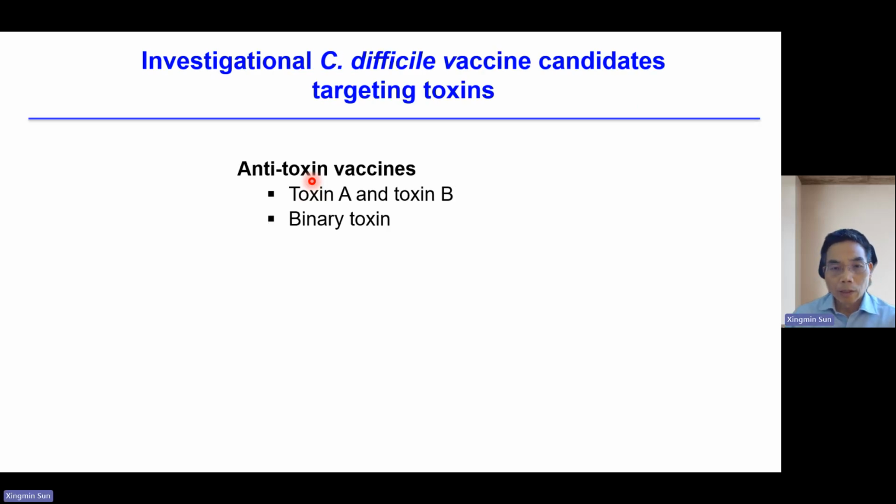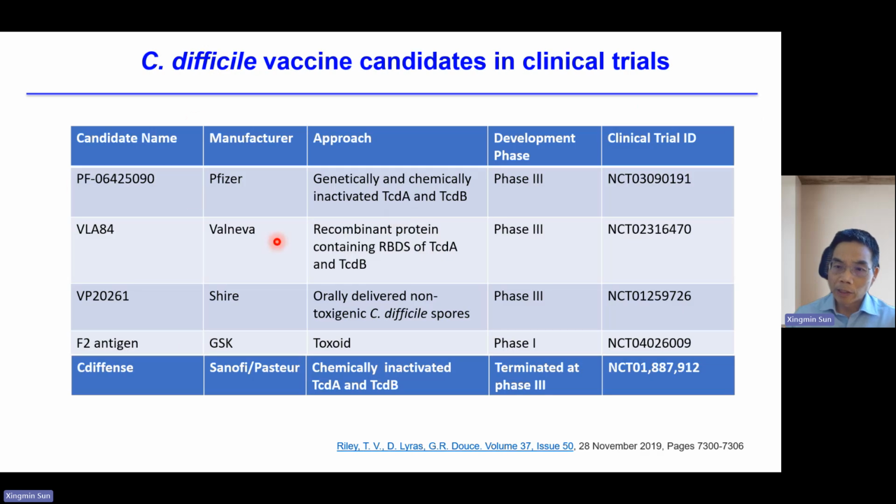Because the major virulence factors of C. difficile are toxins, efforts in developing vaccines have focused on targeting toxins, especially the two large toxins, toxin A and toxin B. This paper summarizes the current C. difficile vaccine candidates in clinical trials. These vaccine candidates mainly target toxin A and toxin B.